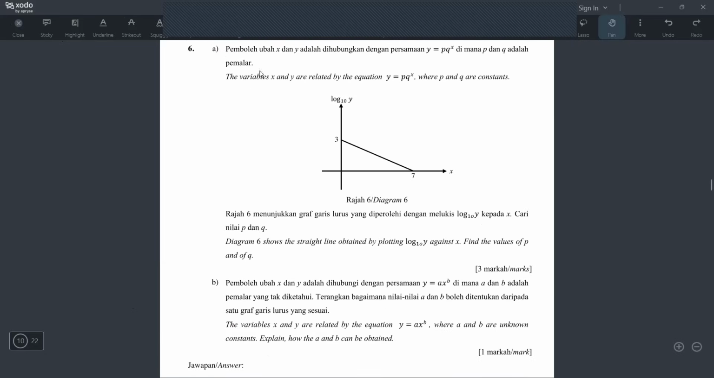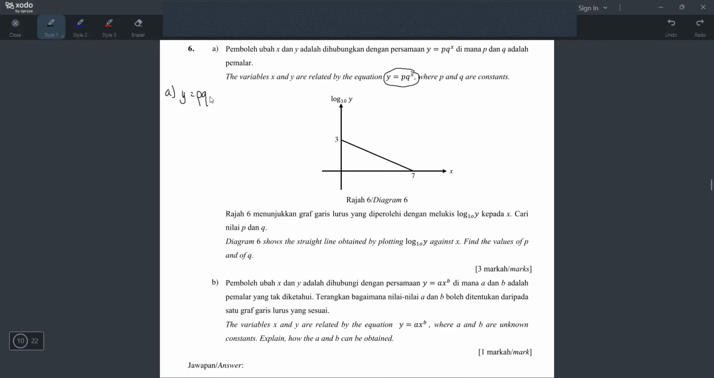Okay, let's continue with number 6. I think this is linear law, so from chapter 4. Okay, let's read the question. The variables x and y are related by this equation. When we are doing linear law, I always tell students the same thing. Whenever they give you an equation, you will straight away change to linear form. We don't care what this question wants. We will always change to linear form.